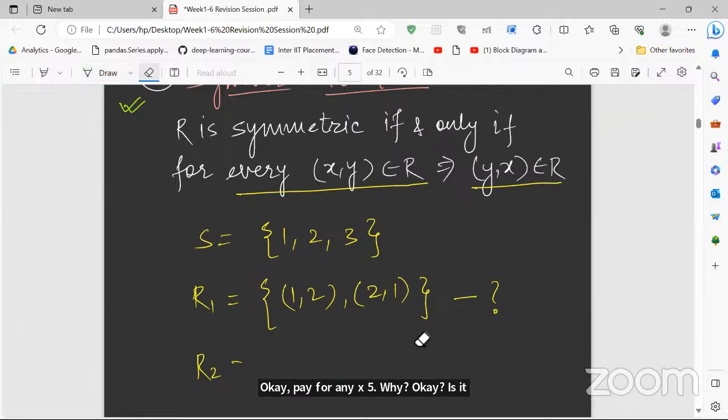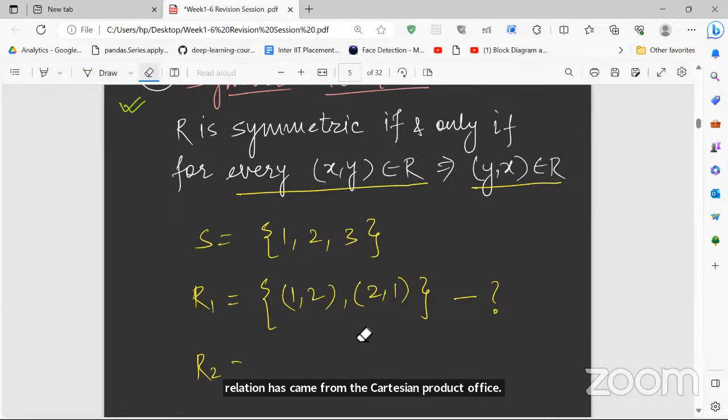So one thing is that reflexive was dependent on the set that we are using, because all the elements should be there, but here symmetric is not dependent on the set. It's dependent on the relation. If you have, for example, (3, 4) and 3, 4 is not present in the set itself, it can't be. How can you build a relation? Because this relation comes from the Cartesian product of S, right?